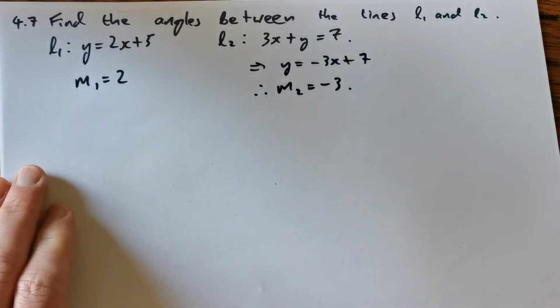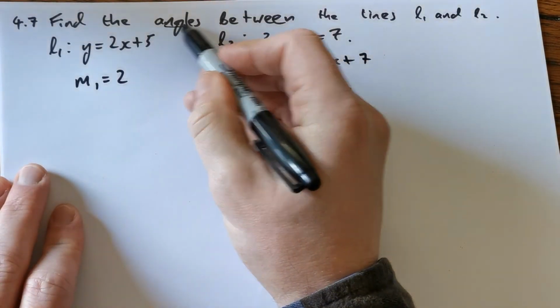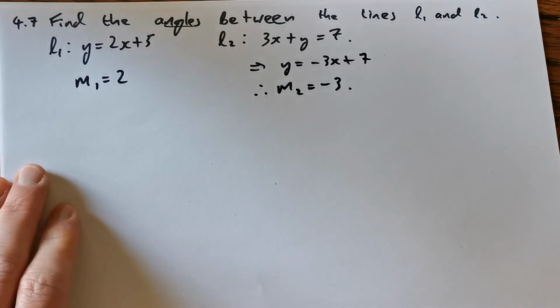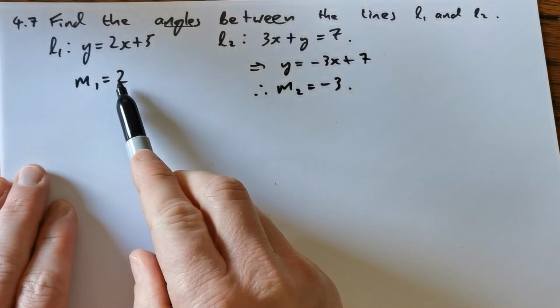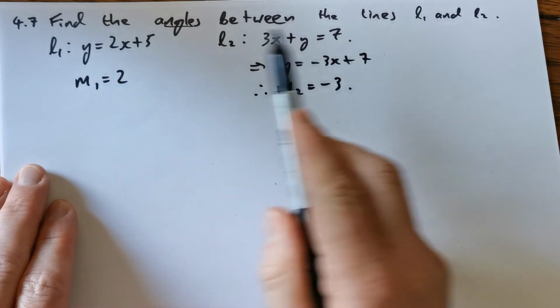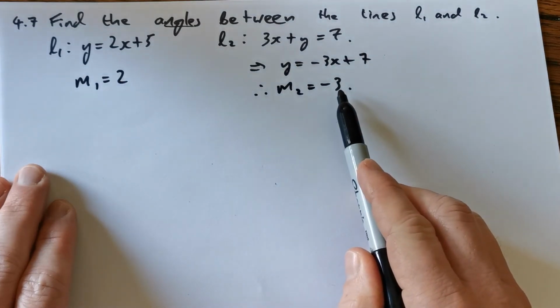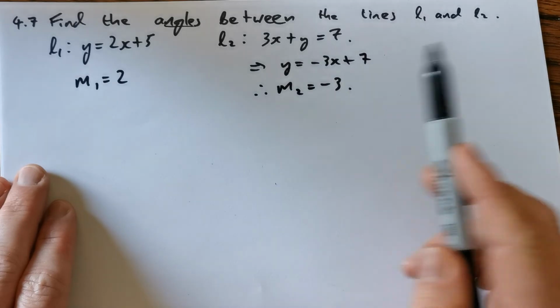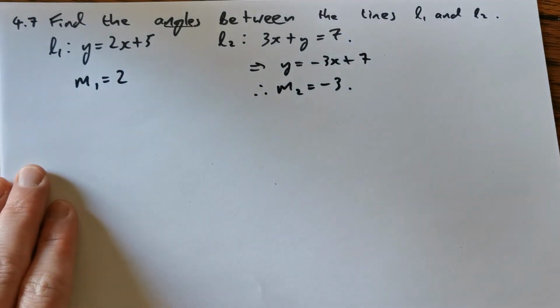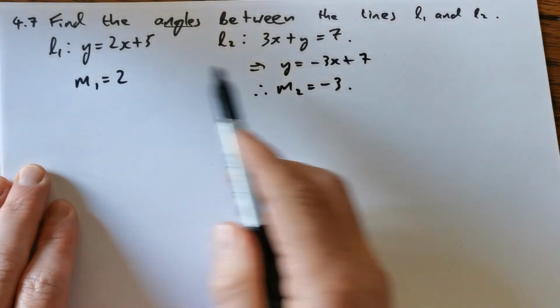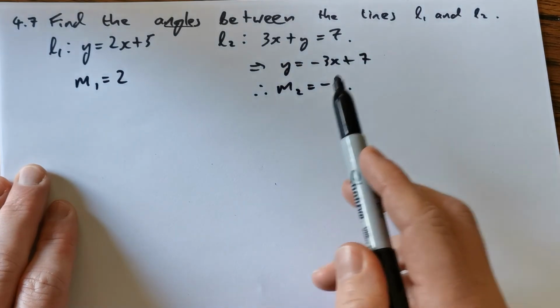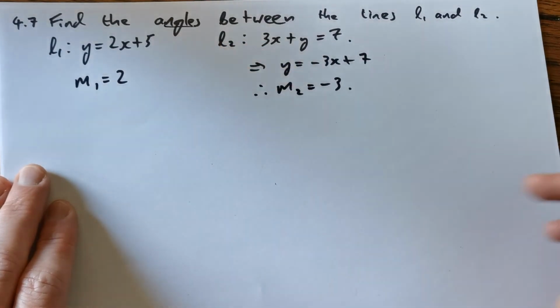Okay, I want to find the angle. In fact, it says find the angles between the two lines. There's always two angles. They're either one acute and one obtuse, or else they'll both be right angles. If there are right angles, you would probably see it already. This slope would be the negative reciprocal of this one. So if there were right angles between them, then the slopes would be negative reciprocals. I can see 2 is not the negative reciprocal of negative 3, so it's going to be one acute angle, one obtuse angle. I'm going to find them both.